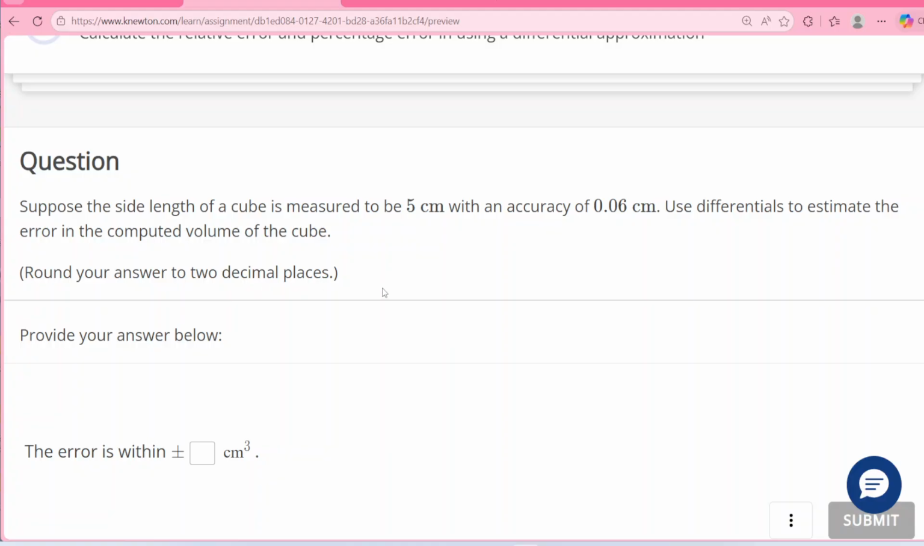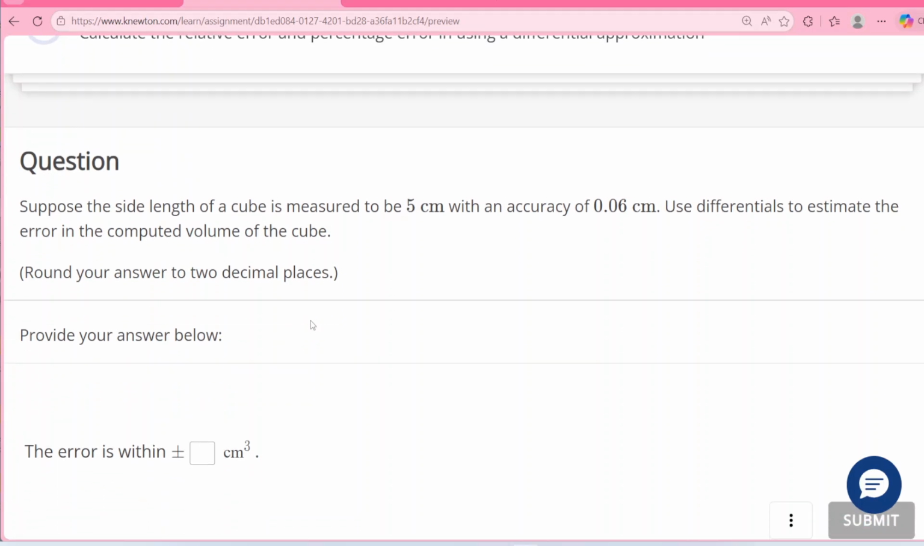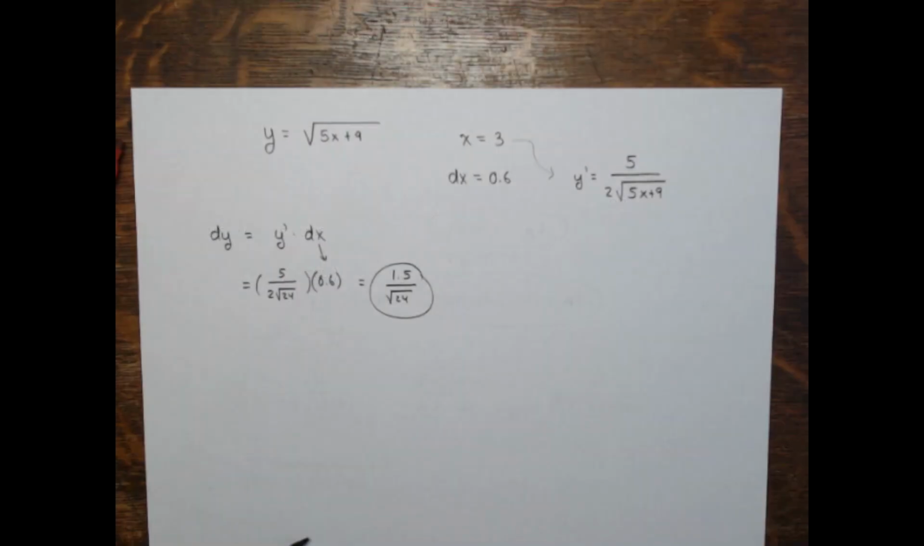And round your answer to 2 decimal places. So just the error in the volume. This isn't even relative error. They're not even asking us to calculate relative error, so the error compared to its original value, right? That ratio of the change in y over y. They're just asking to estimate the error in the volume, which would be delta y, or delta V, right? Error in the volume.